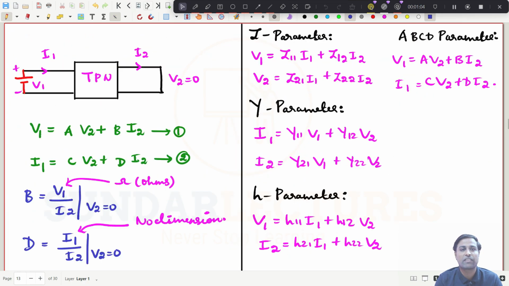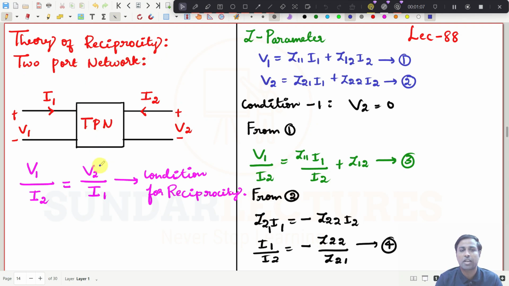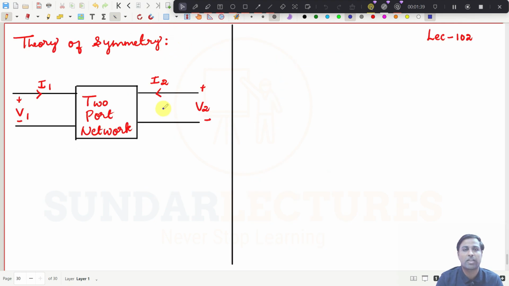See here, this is what we have seen: theory of reciprocity for two-port network. The condition we have seen is V1 by I2, that means first port voltage by the second port current, and second port voltage to the first port current. If you equate these two, you will get the condition for reciprocity, and we have seen it for all the parameters: Z parameter, Y parameter, H parameter, and ABCD parameter. In this lecture, the same procedure we are going to follow for theory of symmetry.